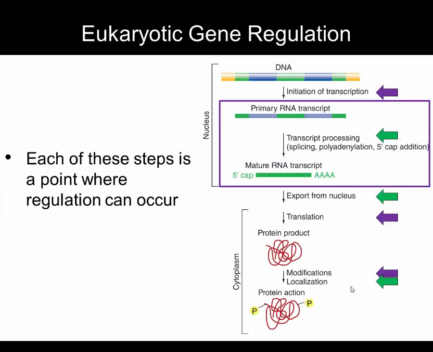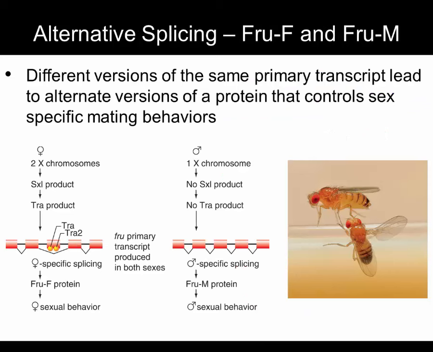Okay, enough transcriptional regulation. Let's look at a transcript processing example. We talked about alternative splicing before, but here's a particularly interesting case. As you might expect, male and female flies have different mating behaviors, but those behaviors are controlled by the same gene, fruitless or fru.